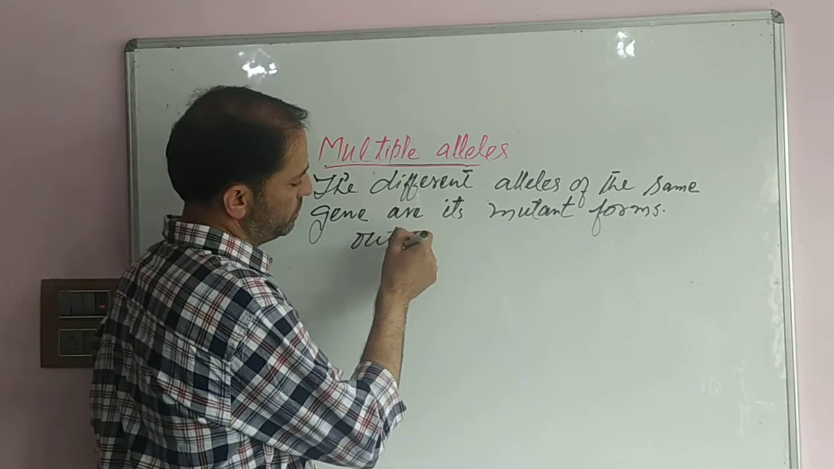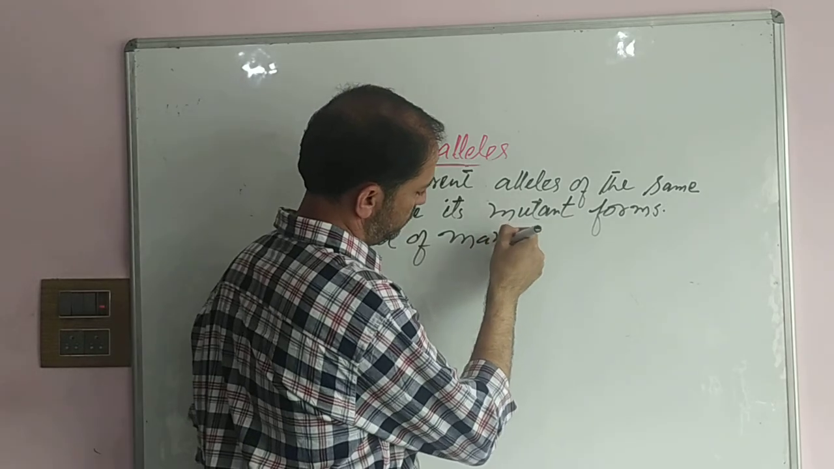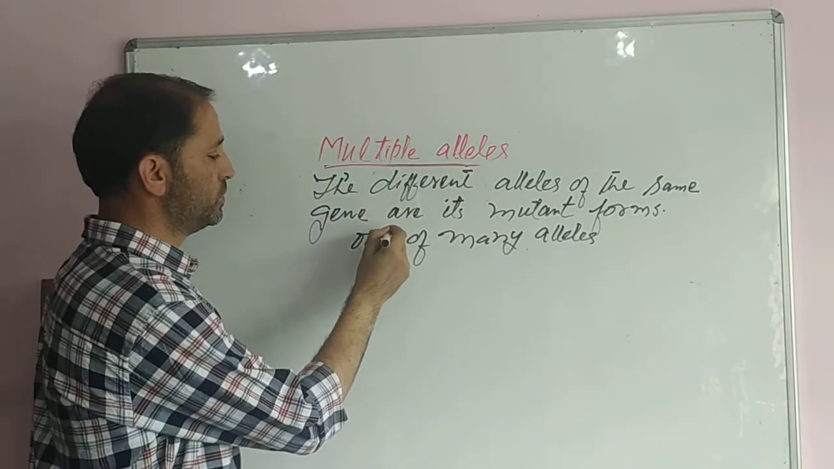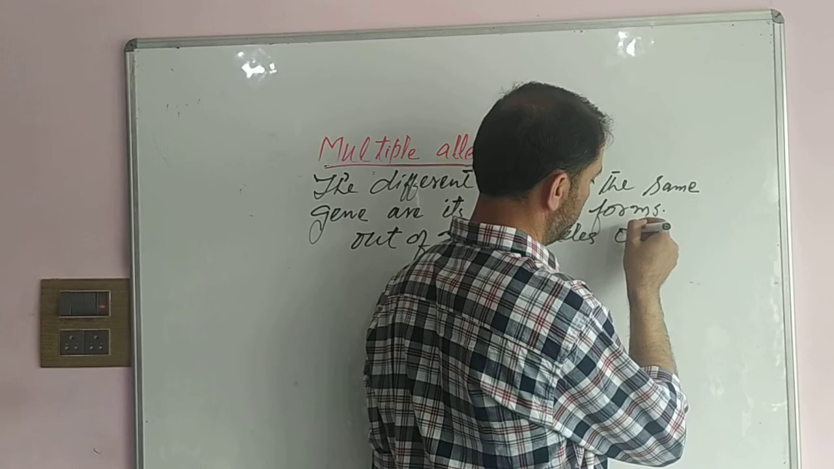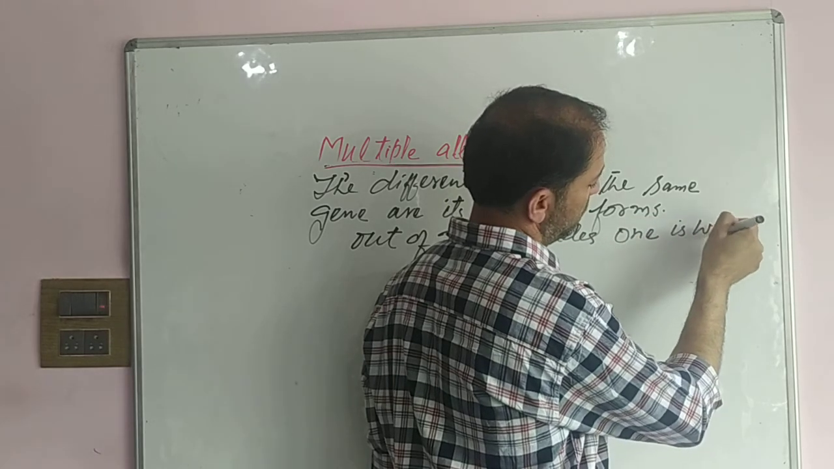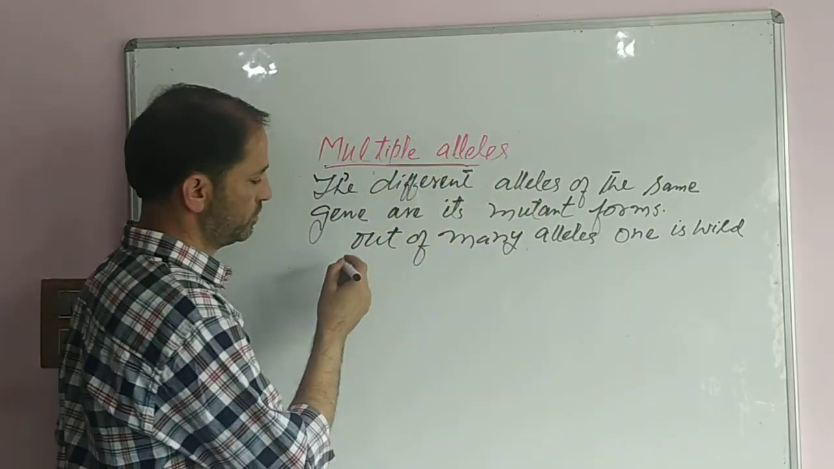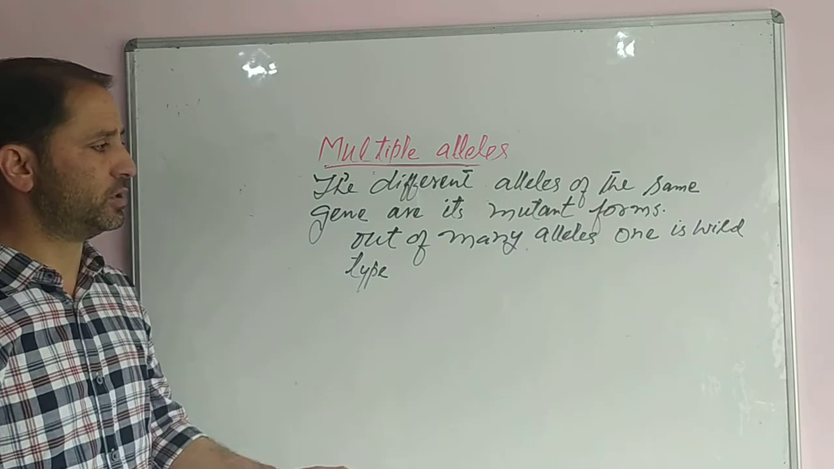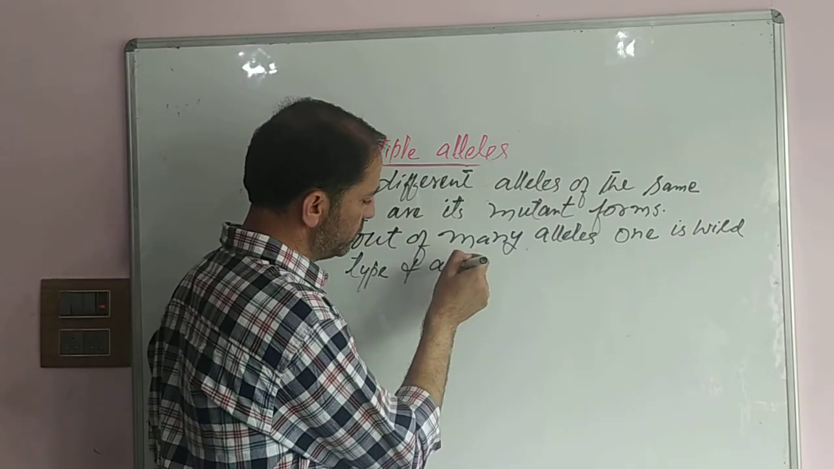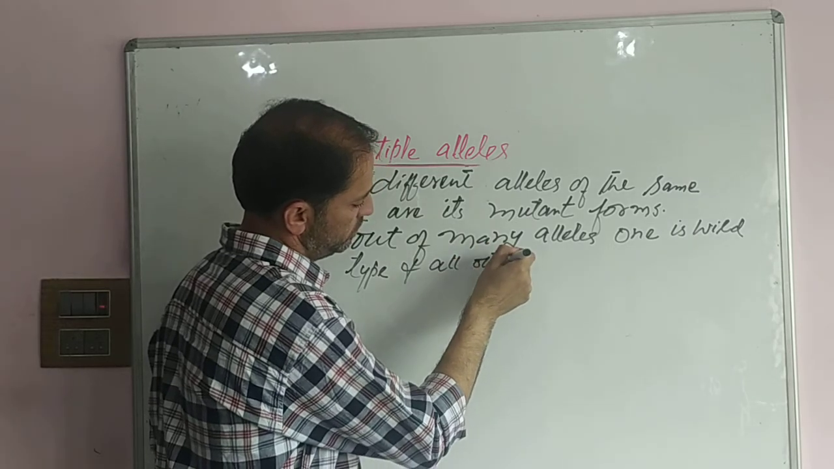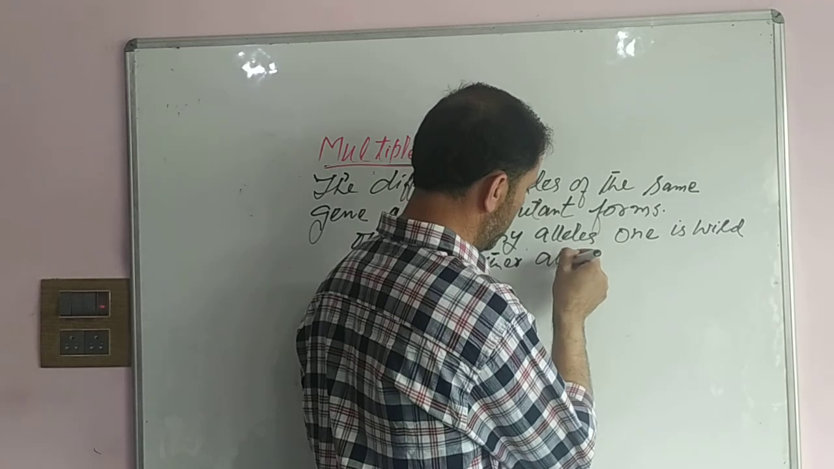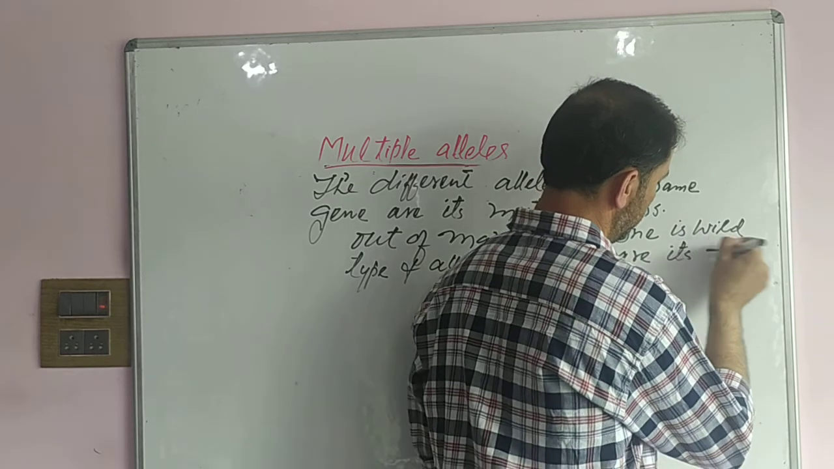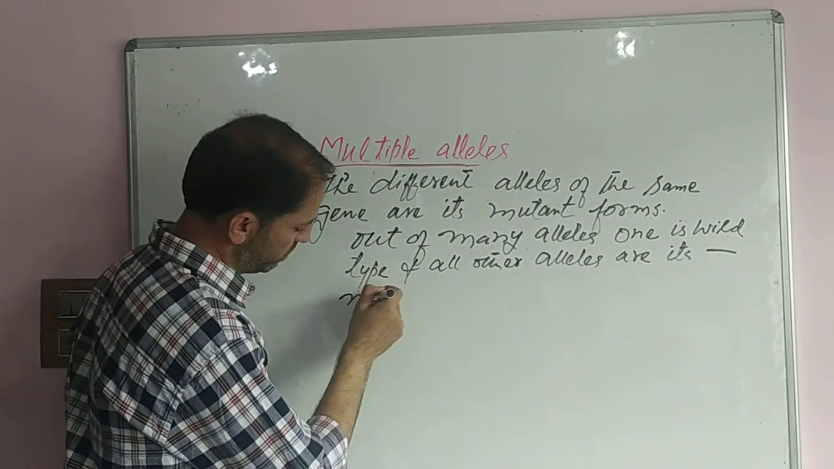Out of many alleles, one is wild type. Wild type, original, natural, and all other alleles are mutant forms.